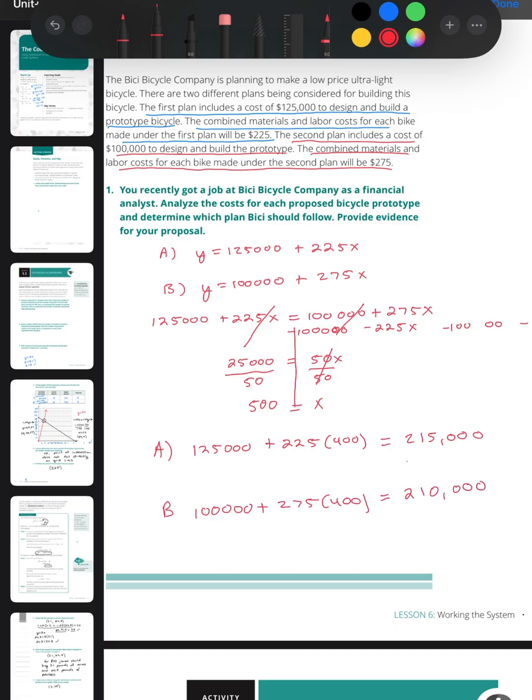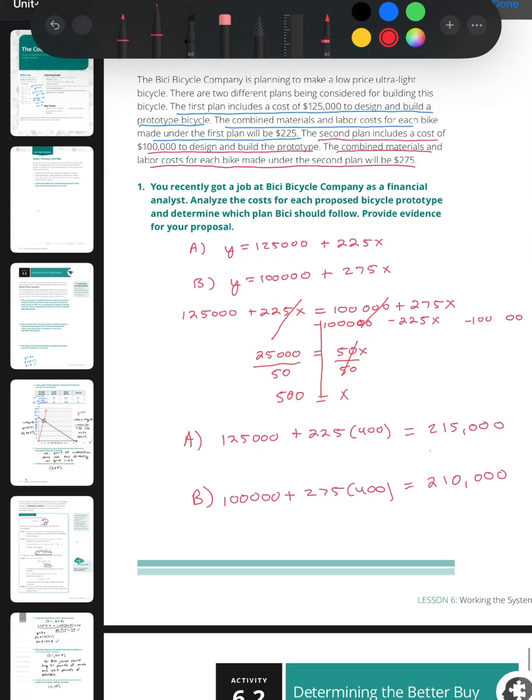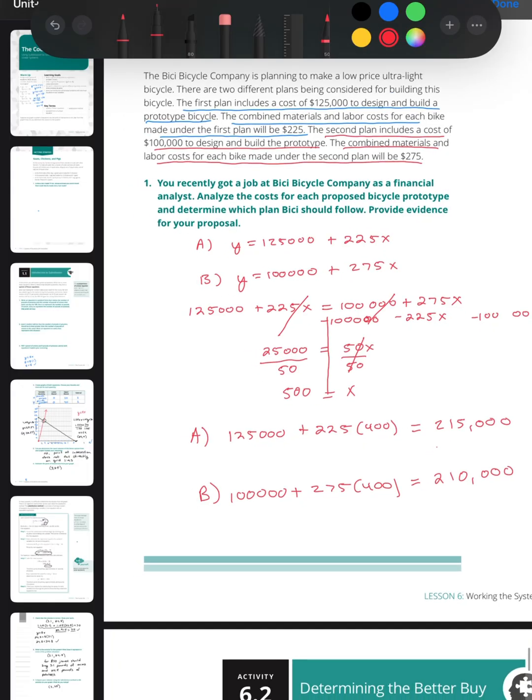210,000. So what that tells us is that plan B is a better option if we're making less than 500, our even point where they intersect. But if we're making more than 500, that's going to mean that plan A is better. So plan B is better for less than 500, and plan A is better for more than 500.